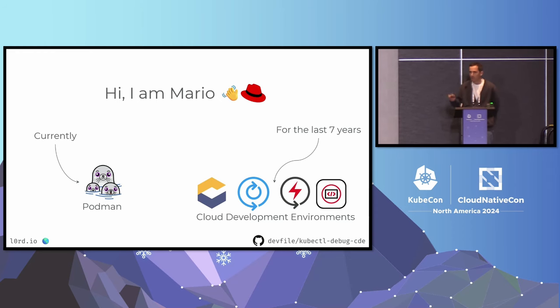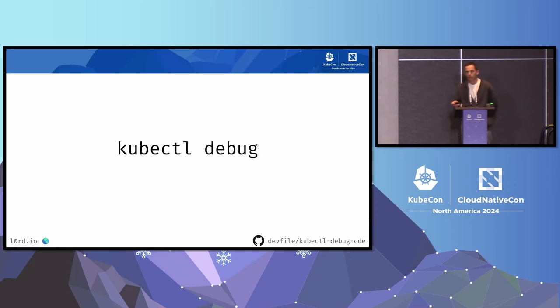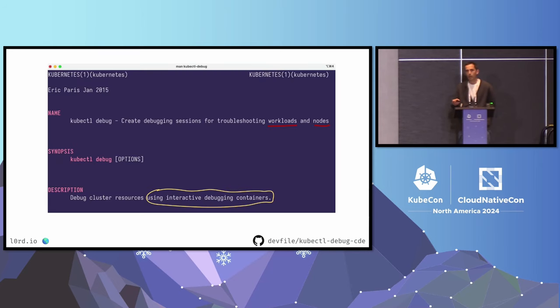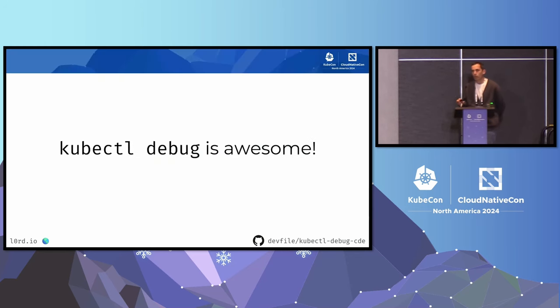But let's first talk about kubectl debug. So kubectl debug is a command for troubleshooting workloads, nodes in a cluster. And it's how it works. It actually allows you to specify a container with some debugging tools, command line debugging tools, for debugging purposes, so interactive debugging. So this command is awesome.